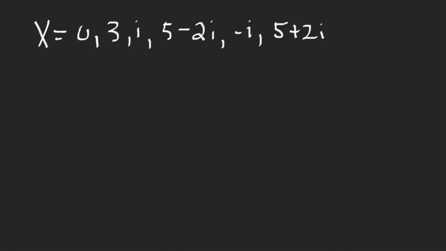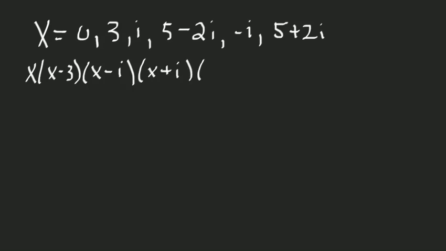Good. The next step is to go ahead and rewrite these as what we call factors. So we're going to have x times x minus 3 times x minus i. I'm going to go ahead and put the conjugates together because that's going to help me later on. It's going to be x plus i. And that's going to be x minus, now watch. I'm going to put the whole part there. It's a complex number. I'm going to put the whole thing together. It's going to be 5 minus 2i.